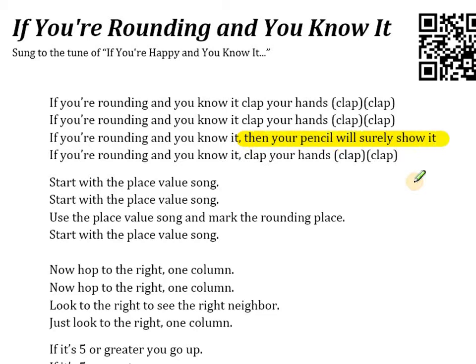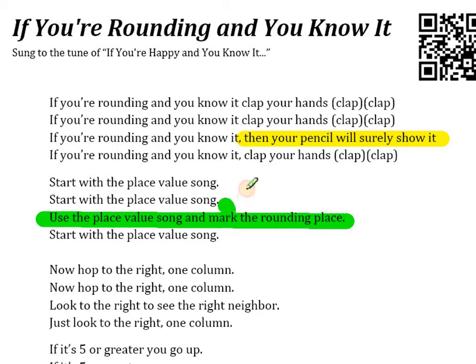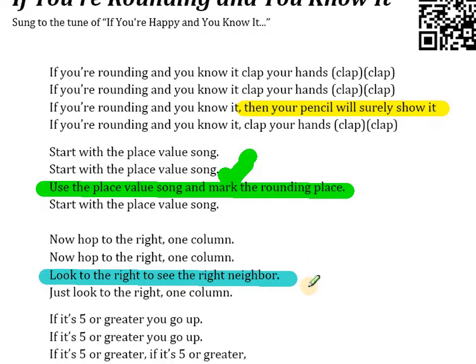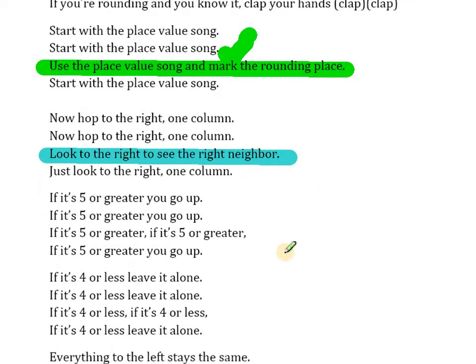And we definitely want to use our pencil or our whiteboard marker to record the steps as we go. When we are doing the place value song, we want to start with the place value song, and then we want to mark the place that we're rounding to. You'll mark that with your pencil or your whiteboard marker. The next step after that is to look to the right to see the right neighbor. We'll practice these steps together.